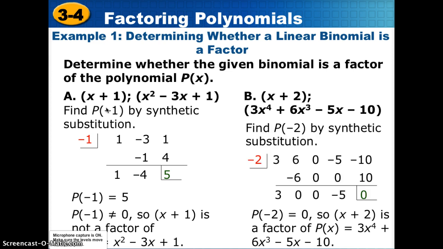After doing the synthetic substitution for example B, we found that we did get a remainder of 0. So that means that x plus 2 is a factor of the polynomial p of x. Now we're going to learn a little bit more about this in the next section as well. So hold tight, just learn this procedure for now, and we'll take a look at how to find a factor like x plus 1 or x plus 2 of the polynomial in the next section.